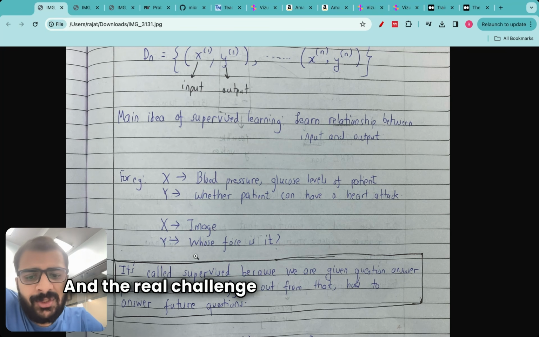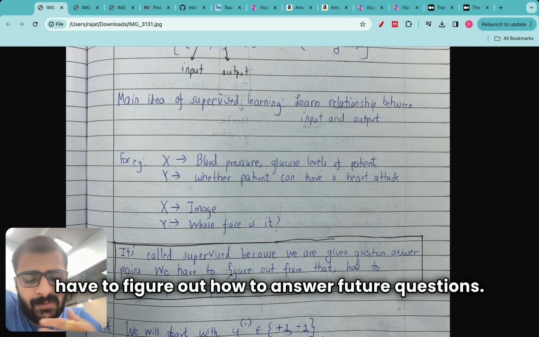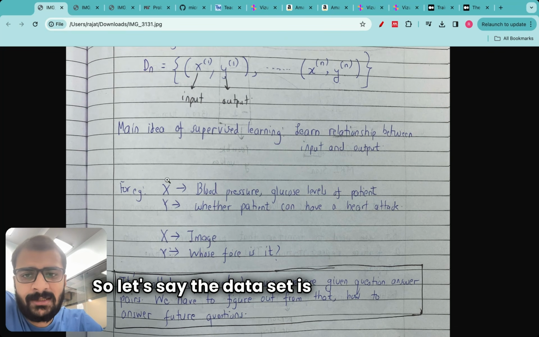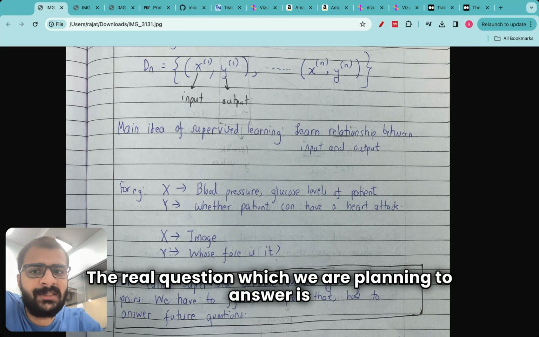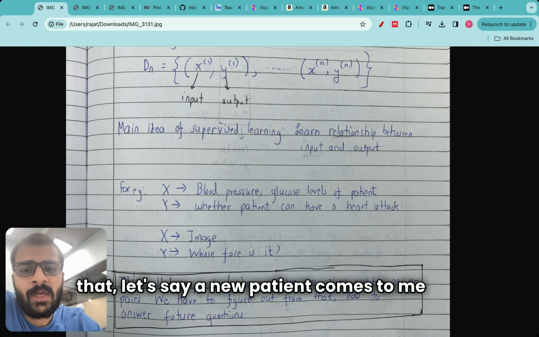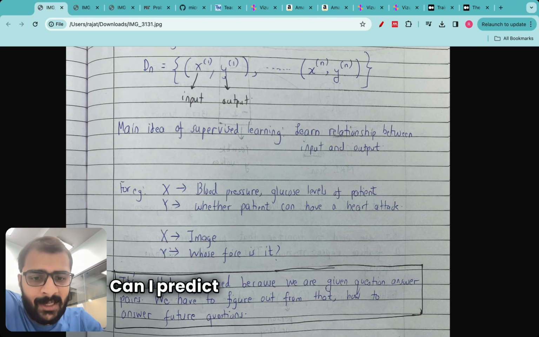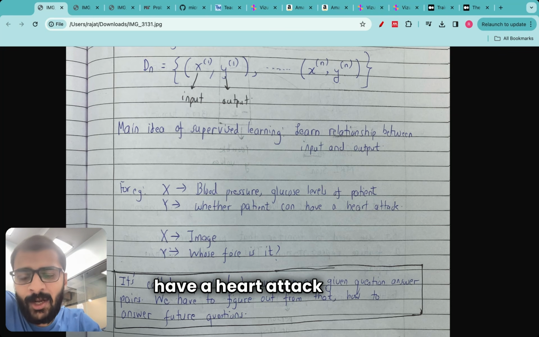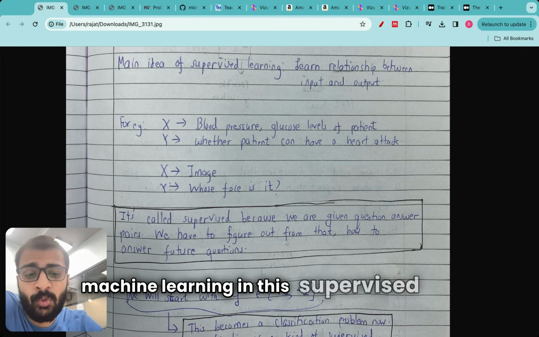And the real challenge is, based on this data, we have to figure out how to answer future questions. Let's say the data set is 50 patients, and whether they have a heart attack or not. For 25 patients, the answer is yes. For 25 patients, the answer is no. The real question we are planning to answer is, let's say a new patient comes to me and I measure their blood pressure, glucose levels, etc. Can I predict whether this patient will have a heart attack or not? That is the main task of machine learning in this supervised setting.